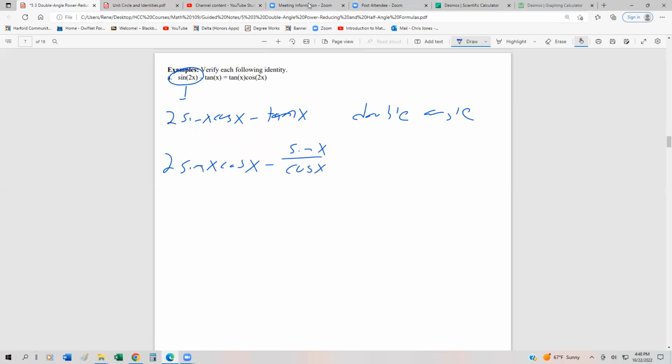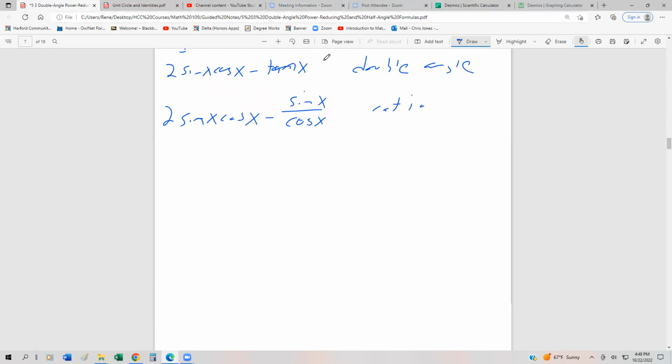So we have sine of 2x minus tan x is equal to tan x times cos 2x. Let's operate on this side and just use the formula that we have: 2 sine x cos x minus tan x. That's just by using our double angle. Let's use the ratio identity on the tangent. So we get 2 sine x cos x minus sine x over cos x. Remember, that's our double angle, that's our ratio identity.